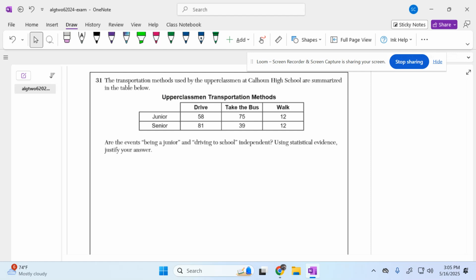So I'm going to create the total juniors, which adds up to 145. I'm going to add up all the seniors, which totals to 132. I'm going to add up all the drivers, which totals to 139. I'm going to add up all of our taking the bus kids, that's 114. And I'm going to total all the walkers up to 24 to get an overall total of 277 students in the sample.